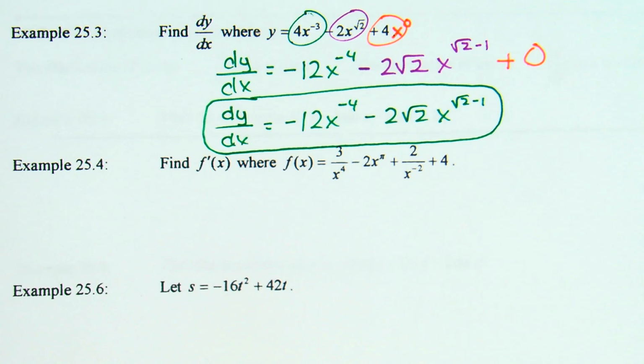Okay, moving along. Find f prime of x, where f of x is the given following. What would be helpful to do before we start taking the derivative of f of x?